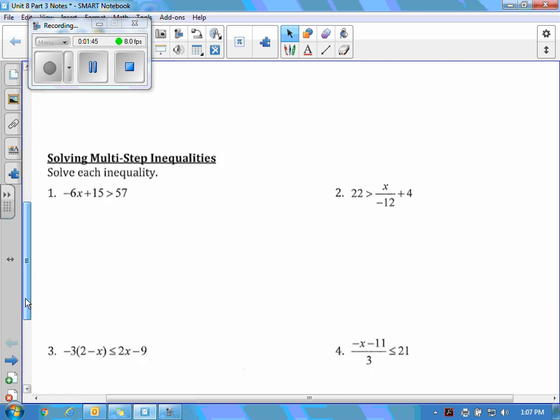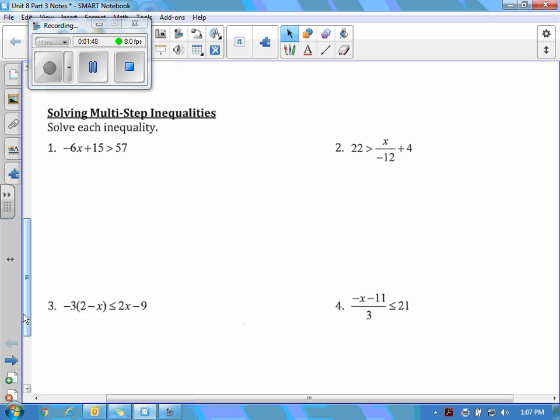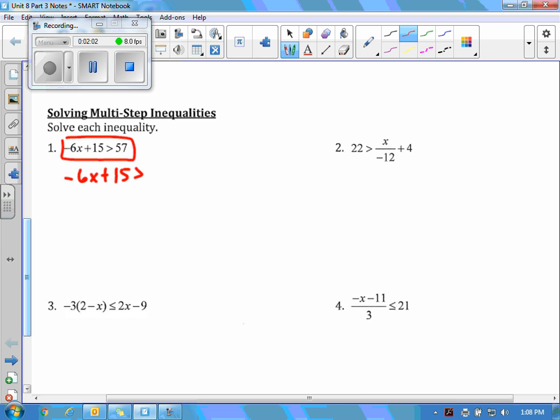For the next section, we're actually solving these multi-step inequalities. The thing to remember is that when we multiply or divide by a negative, we're going to have to flip the inequality symbol. So I'm going to start, as always, by boxing and rewriting. So negative 6x plus 15 is greater than 57. I'm going to go to the left side because that's where the variable is. I always add or subtract first, and then multiply or divide. So I'm going to subtract 15 on both sides.